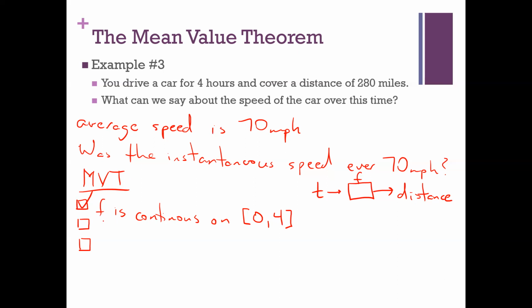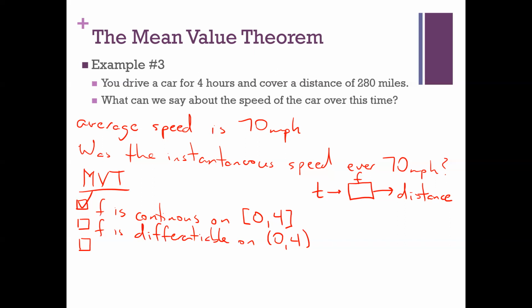What other conditions do we have for the mean value theorem? F has to be differentiable on the open interval of 0 to 4. Okay, so then in our case, F would have to be differentiable on the open interval (0, 4). So our function is one where distance is a function of time, right? So we've talked about that being continuous.